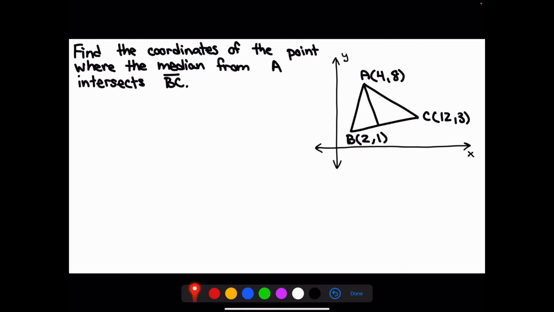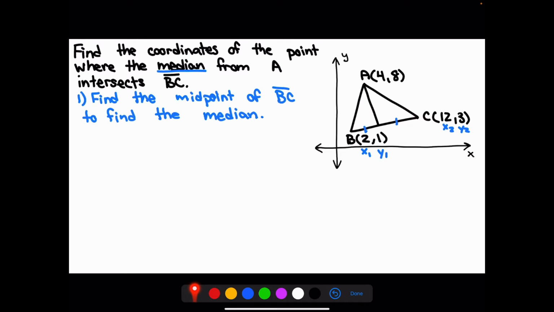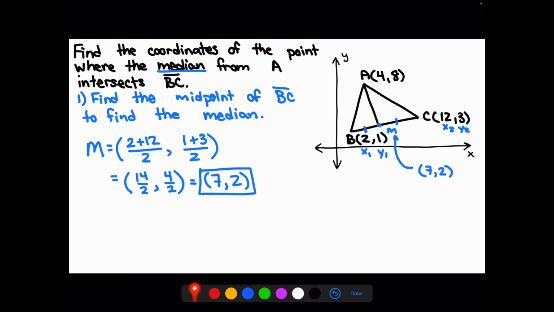Next, find the coordinates of the point where the median from A intersects segment BC. So if it's a median, I know that's intersecting at the midpoint. So I need to find the midpoint of BC. So to do that, we do the same thing. I do x1 plus x2 divided by 2, and y1 plus y2 divided by 2. Well, that gives me 2 plus 12, which is 14, divided by 2 is 7. That gives me 1 plus 3, which is 4, divided by 2, which is 2.